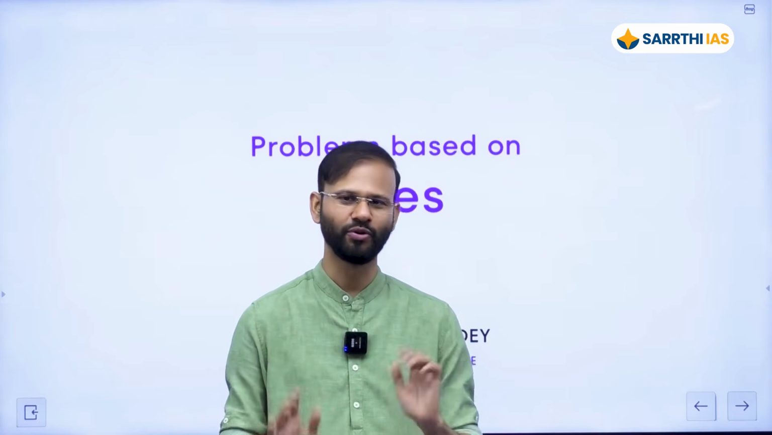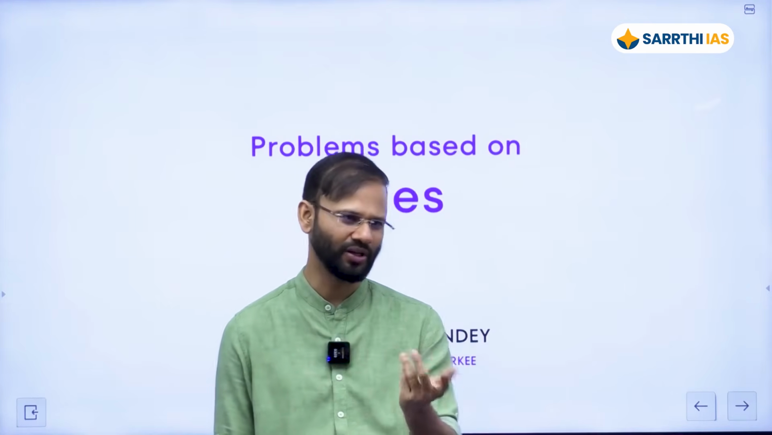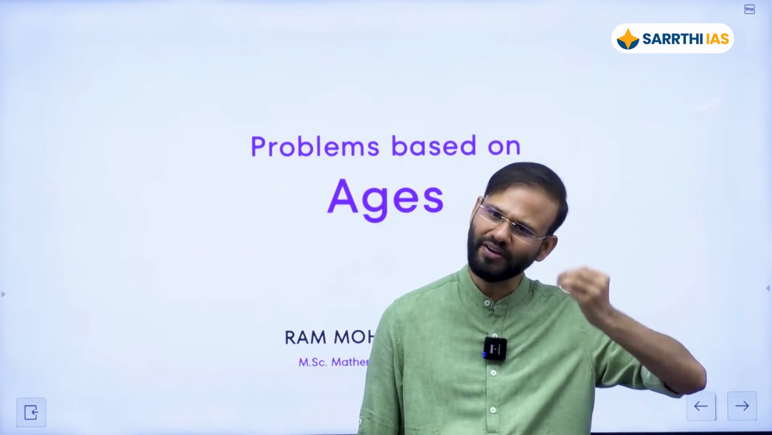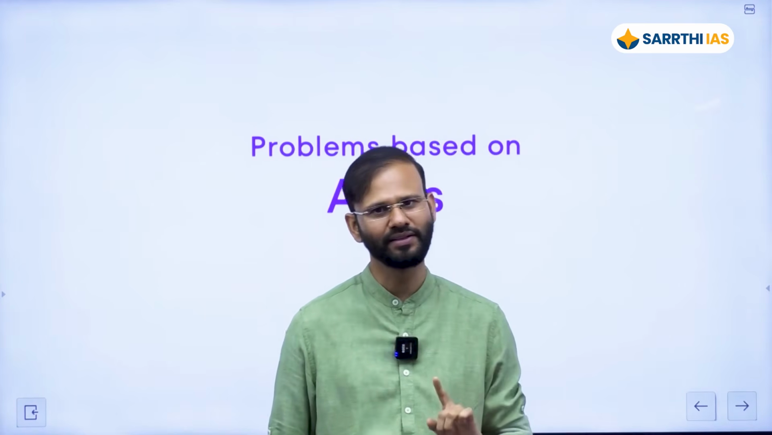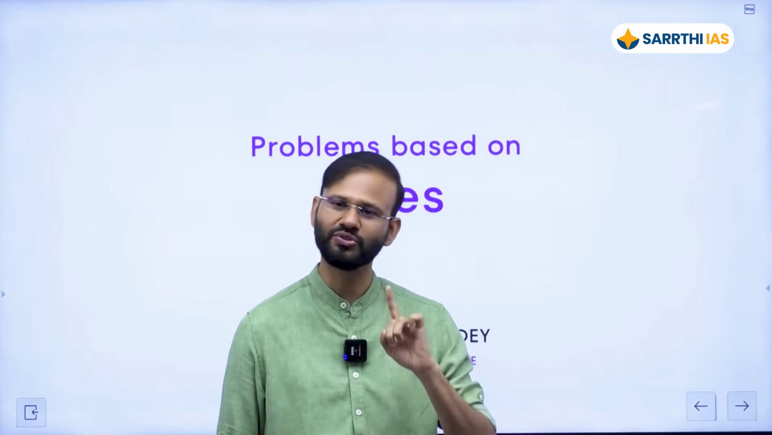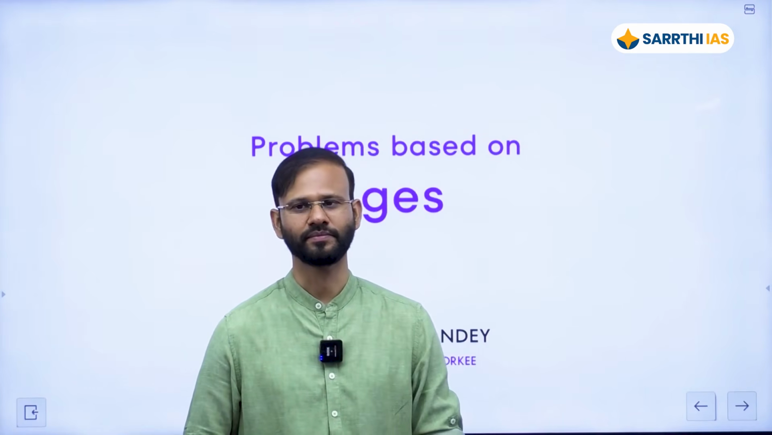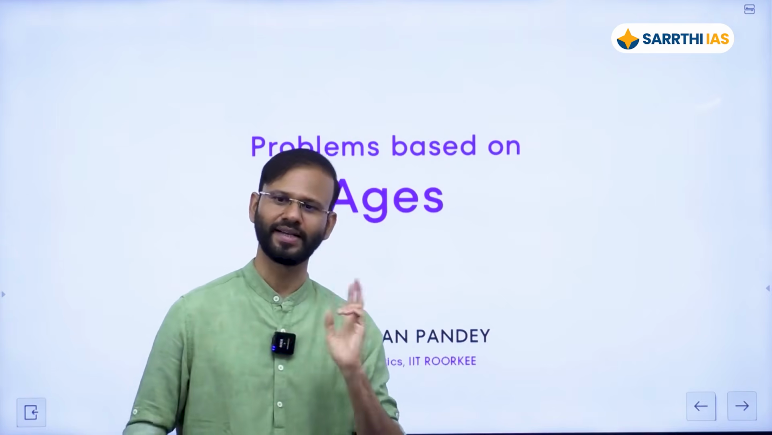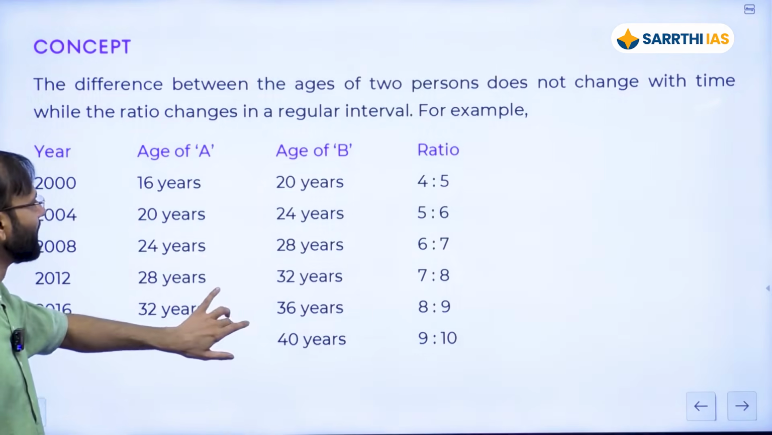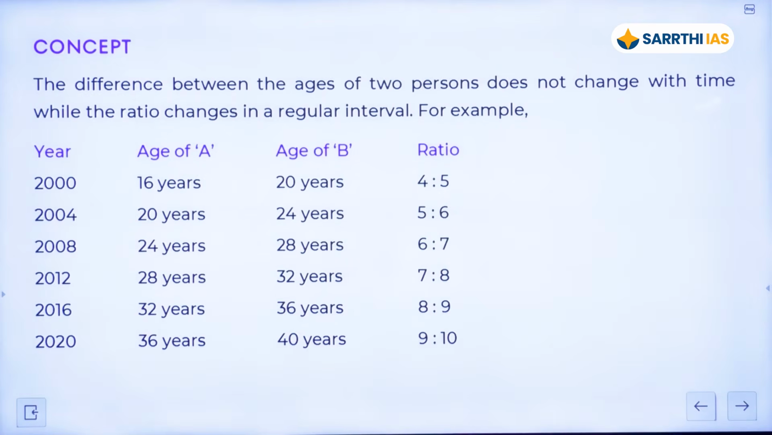Correct? If your brother is, let's say, 5 years younger to you or 5 years elder to you, so he will always be 5 years elder to you, right? So the difference between the ages of two persons does not change with time, but the ratio changes. ठीक है? देखिए कैसे? And it follows a pattern actually. Guys, just look at this. और इसमें ऊपर लिखा भी हुआ है, the difference between the ages of two persons does not change with time, while the ratio changes in a regular interval.